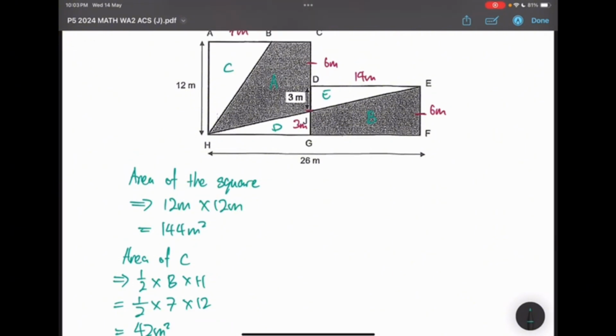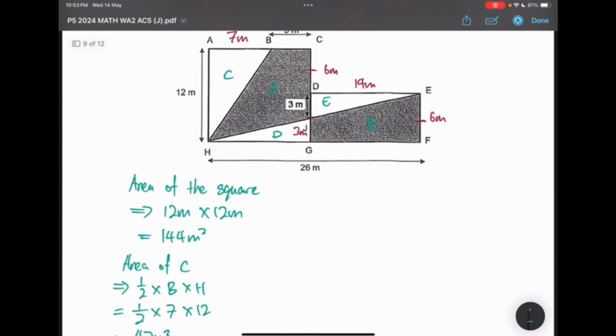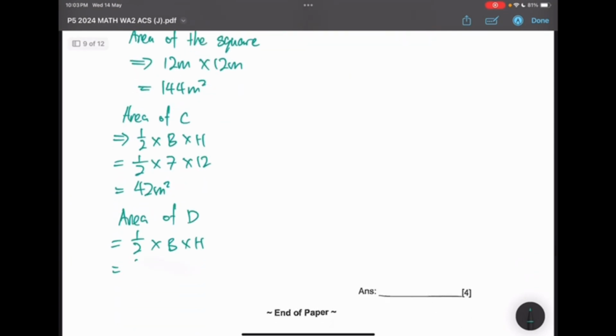Now, what I want to do is to find the area of D, which is another triangle. Area of D equals, same formula, half times base times height. Looking at triangle D, I can see that the base is 12 meters and the height is 3 meters. So, substituting the values in, I have half times 12 times 3, and this would give me 18 meters square.